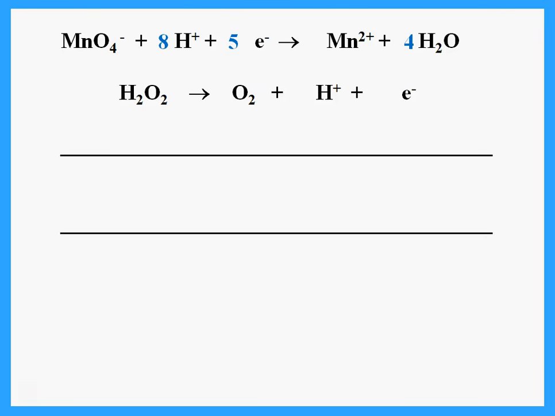Before the arrow, I have 2 hydrogens, so I need 2 hydrogens after the arrow. Before the arrow, I have 2 oxygens. After the arrow, I have 2 oxygens, so that is balanced. Now I need to balance the charges.